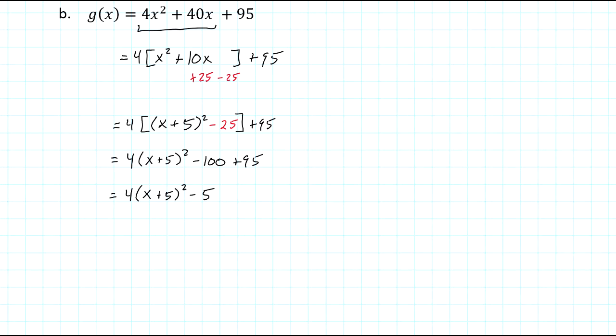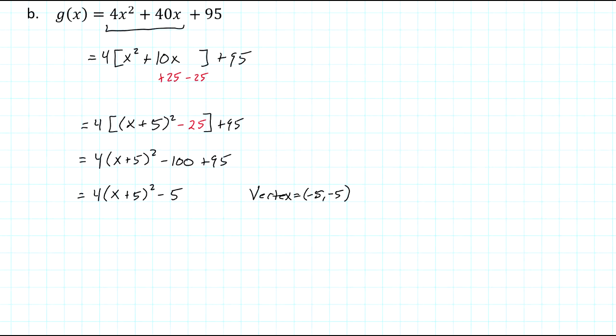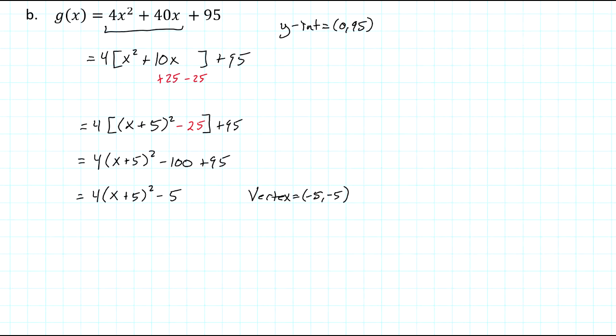So that's fine. My vertex is going to be negative 5, negative 5. It's upward facing. It's stretched pretty thin there with that 4. Be paying attention to that. From the top, I can see, oh, that's huge. Y-intercept is 95, 0, 95. So yeah, that's up there. So we've got a whole 100 to go between the y-intercept and the vertex.